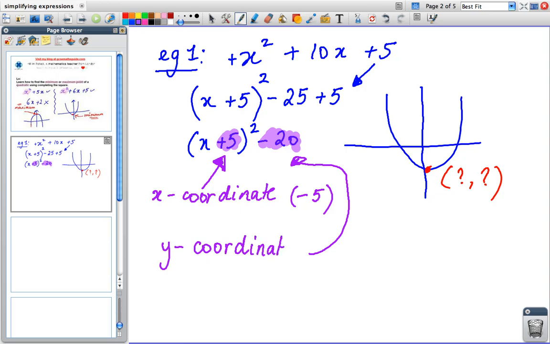So the y coordinate is minus 20, and for that one you don't need to change anything. This one needs changing, that one doesn't. So the plus 5 becomes minus 5, the minus 20 stays the same. Now I'm in a position where I can write down the coordinates of my minimum point. The minimum point for x is minus 5 and for y is minus 20, and there's my answer.